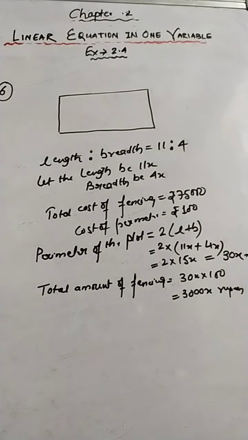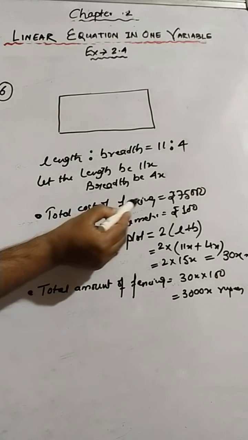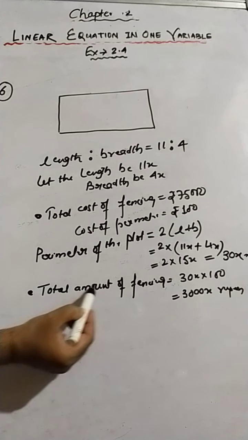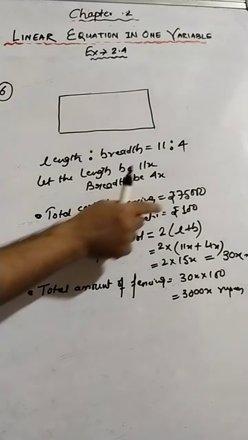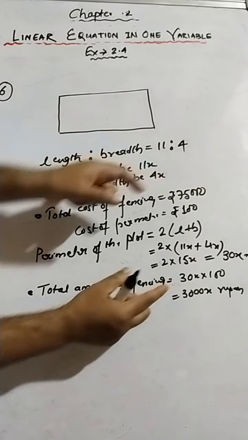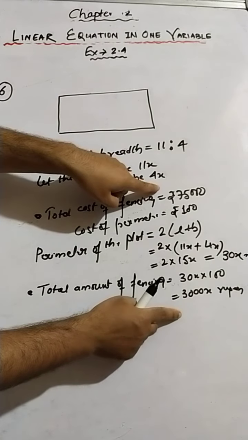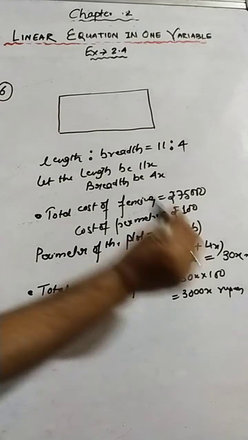Now according to the question, you just see these two sentences. Okay. Now this is also the total cost of fencing, and this is also total cost of fencing, isn't it? So both the values are same only. So when both the values are same, we'll compare these two values and we'll get the value of x. Why we are comparing these two values? Just to get the value of x.